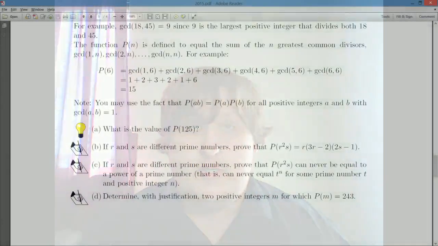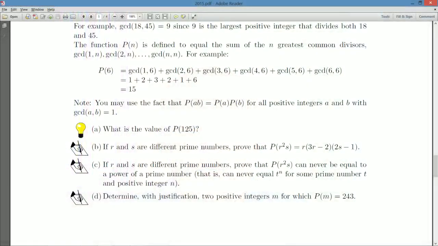Hello everybody, once again, welcome back. We're going to continue our look at the 2015 Hypatia contest. We're actually going to finish up the contest in this video. We're on to question number 4. So how about we take a look at that? Hopefully you've already had a chance to look at it, and you're just here to check your answers.